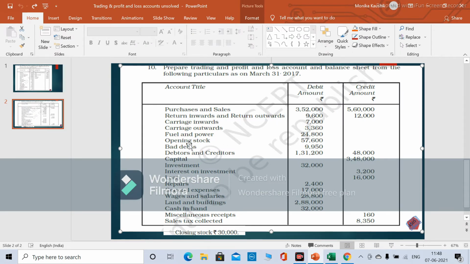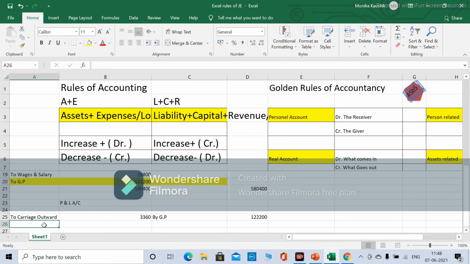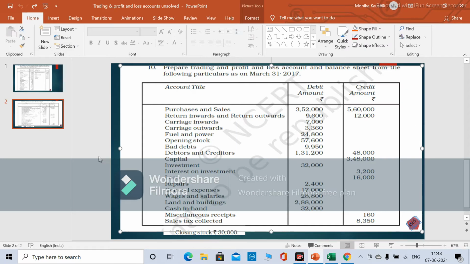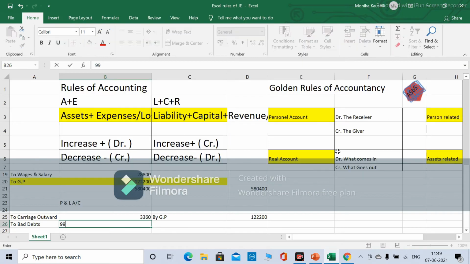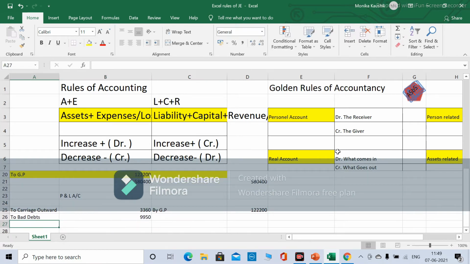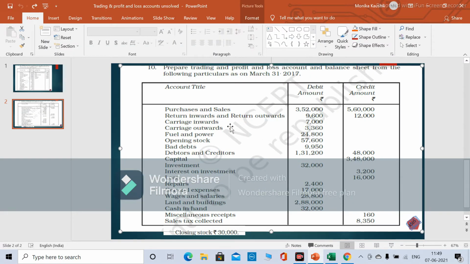Fuel and power covered, opening stock covered, bad debts. So bad debts is a loss, a profit and loss item. I hope you are aware of the term bad debts. 9,950. Bad debts is the amount which is not recoverable from debtors. Debtors are the persons who owe an amount to us. But out of that amount, some amount we are not able to receive due to any reason. So that will be my bad debts. Of course that will be a loss for the business, and the loss will be covered here.